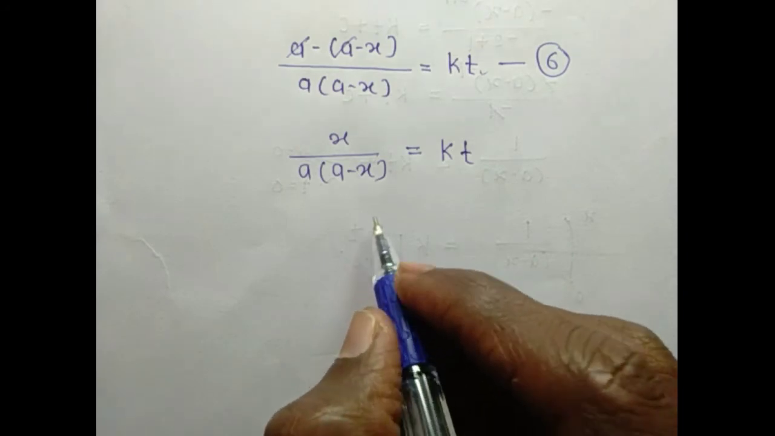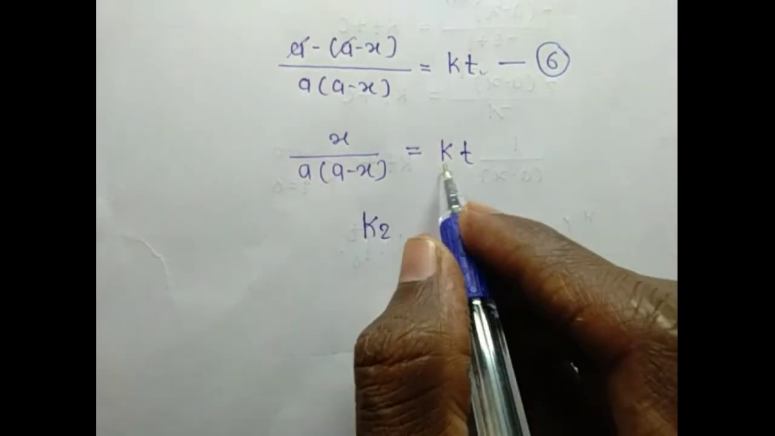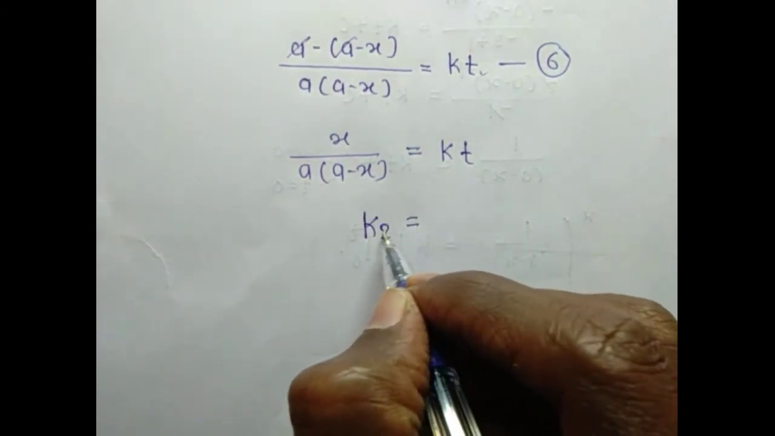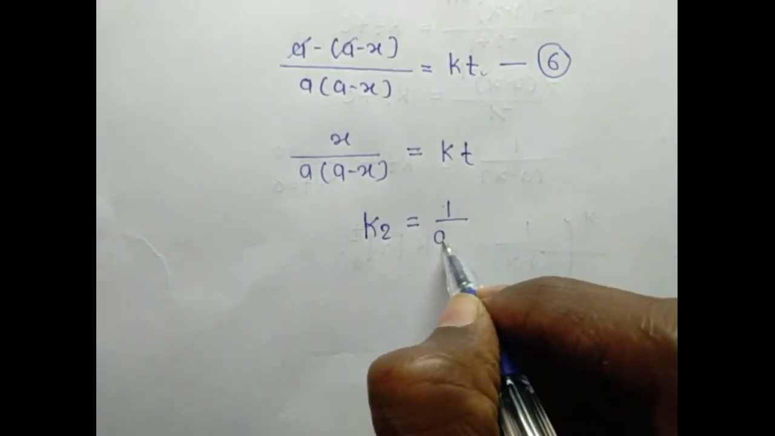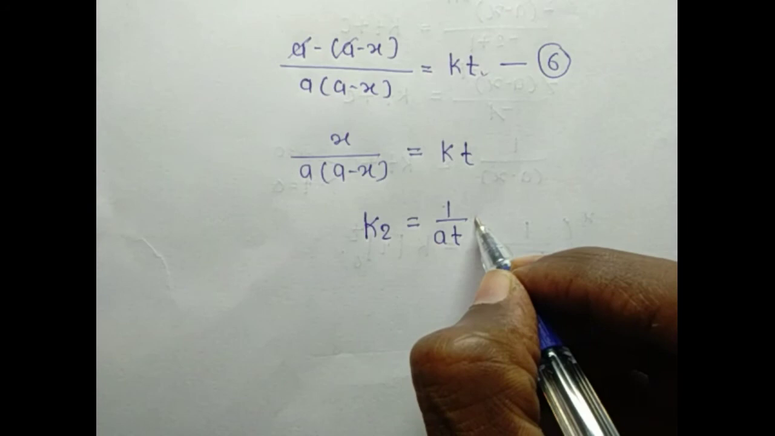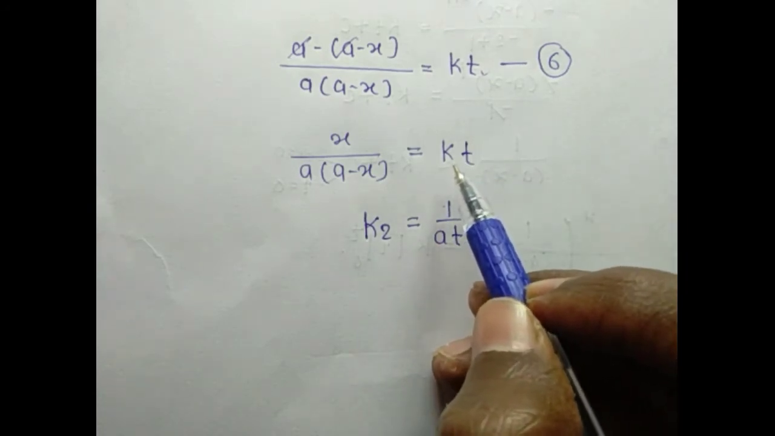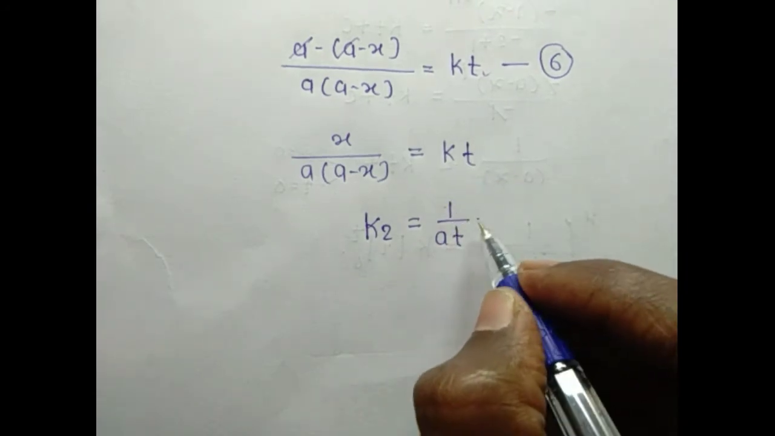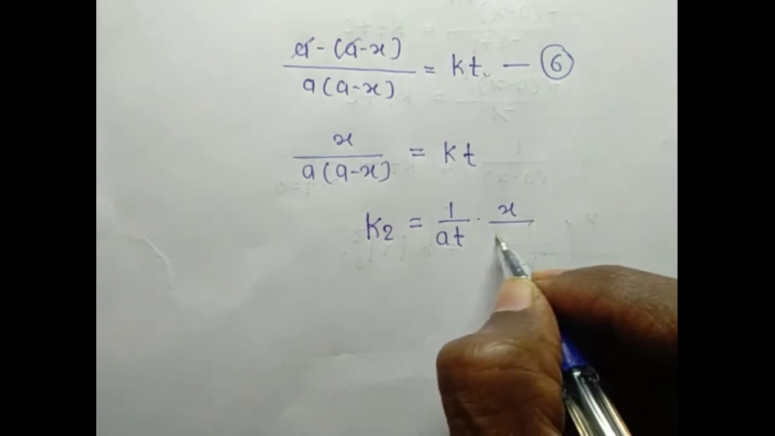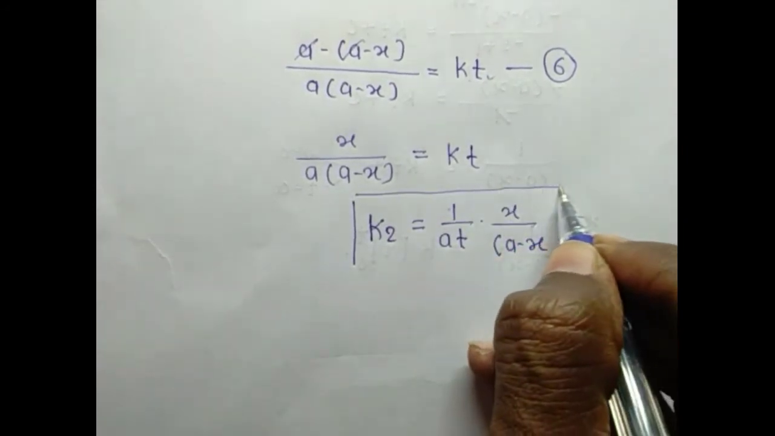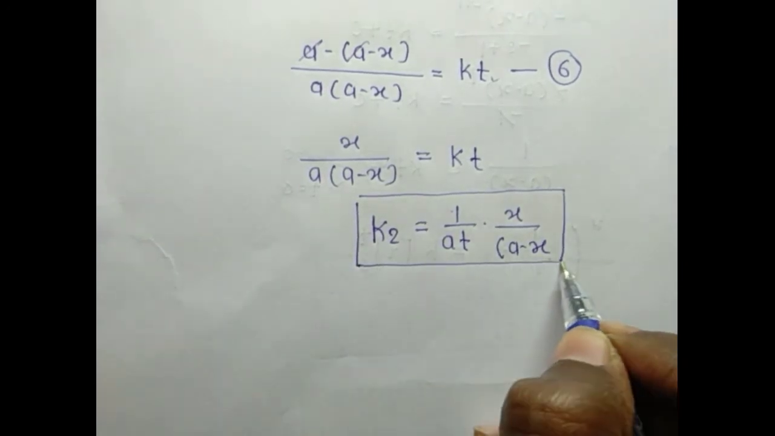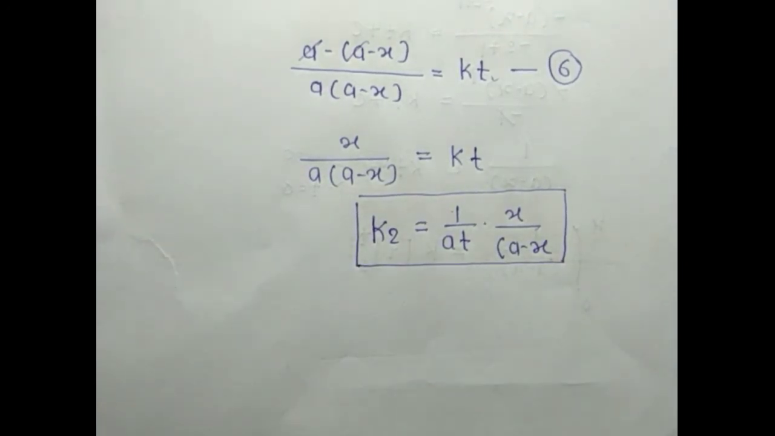We write also that for a second order reaction, k is k2, and the equation becomes 1 upon at. By rearranging this equation, we get k2 is 1 upon at into x upon (a − x). This is our second order integral form equation.